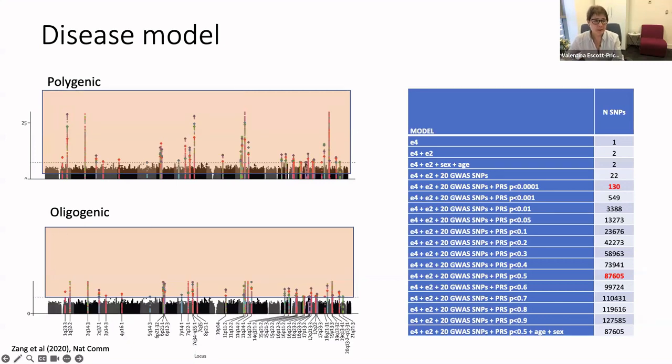So people came up, Zhang et al. 2020, with an oligogenic model, suggesting that it's not many or thousands of SNPs contributing to a disease, but only genome-wide significant SNPs. For this particular model, they suggest that about 90 SNPs should be used, and that's it. I had to resolve the paradox because it was interesting for me.